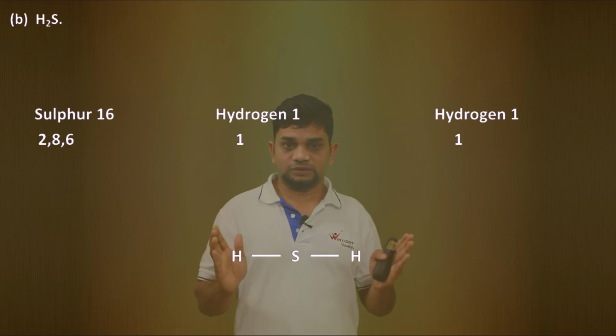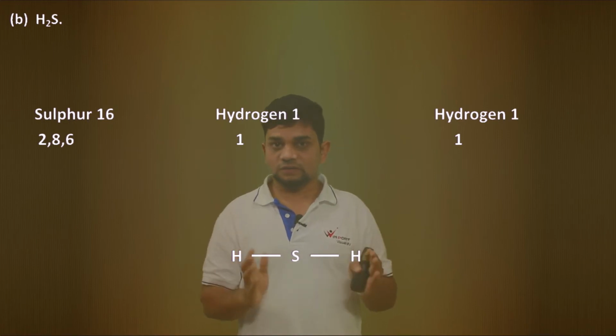Sulfur, hydrogen, hydrogen, right? This is a structure. We are going to draw the dot structure. 2 hydrogen, 1 sulfur. First we are marking sulfur here. The electron of sulfur and hydrogen. There are 2 hydrogen, right?